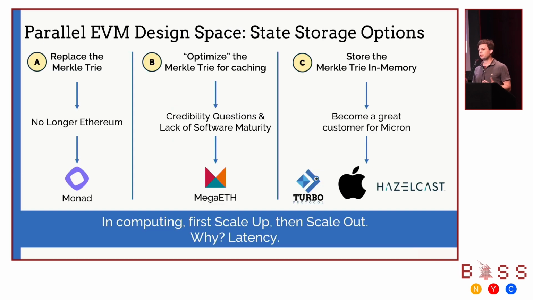This leads to a parallel EVM design space that really is about state storage. And the first option you have is just to replace the Merkle trie, build your own database. And Keone was just talking about his efforts to do this. And I think it's a solid engineering approach that Monad is taking, but the cost of it is you're not Ethereum anymore. And so you've lost that TVL that's locked up in all of the Ethereum validators. So this is a valid approach. Solana's done it. I think Monad can do it too. But if you want to stay within the Ethereum ecosystem, then you need to do something different.